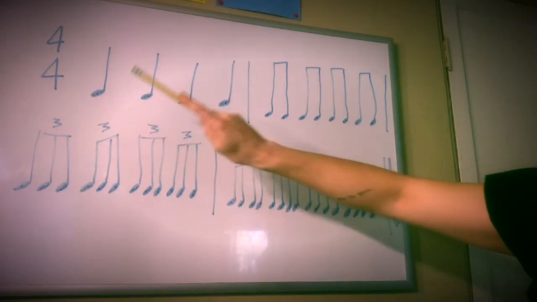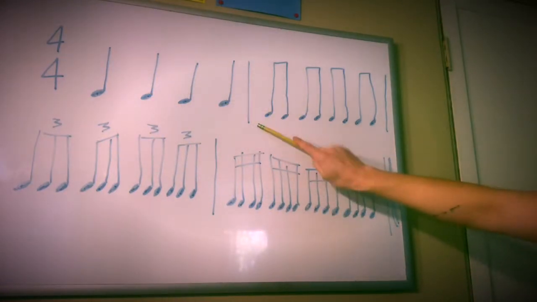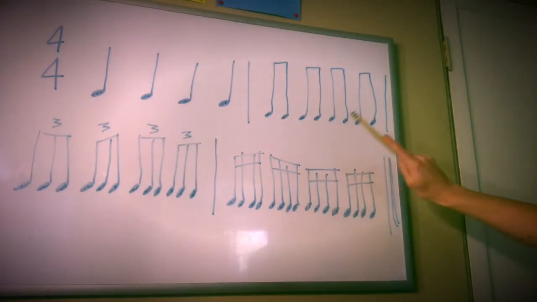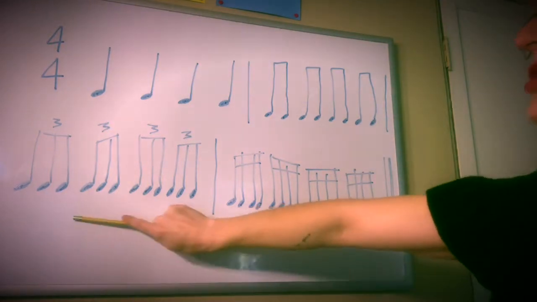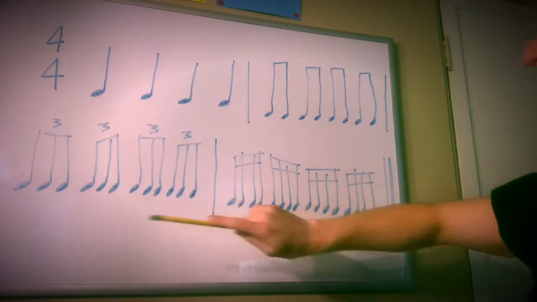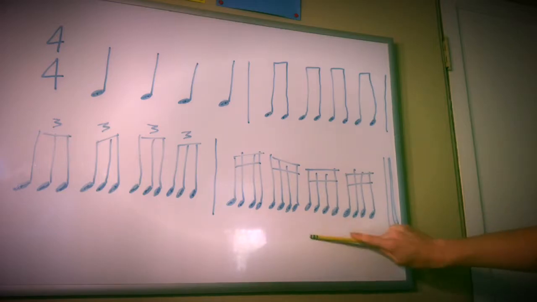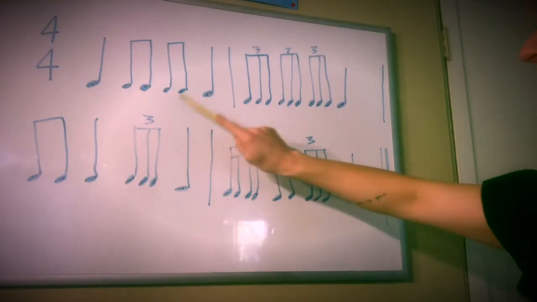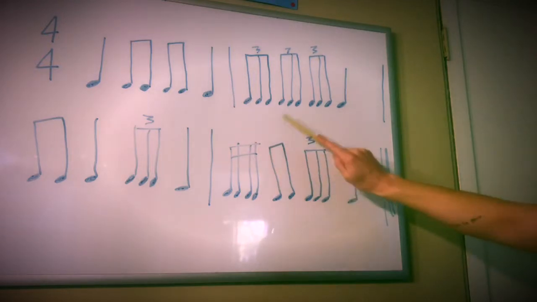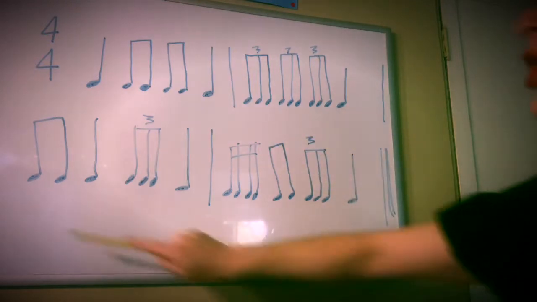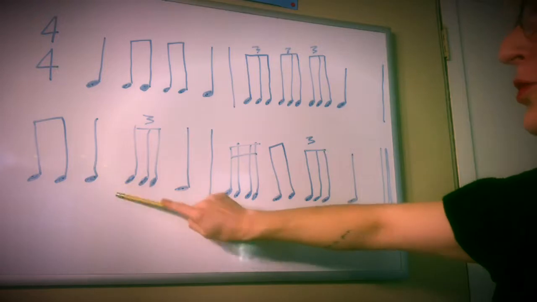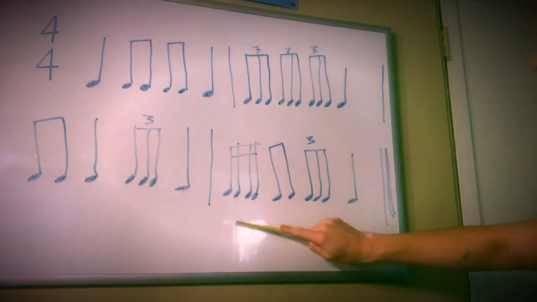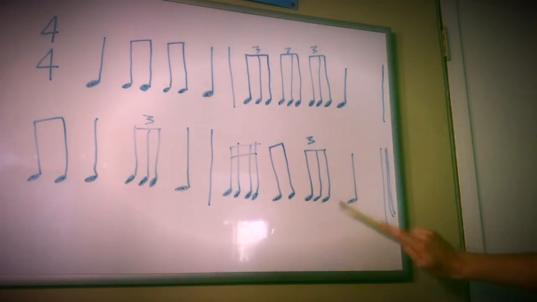1, 2, 3, 4. 1 and 2 and 3 and 4 and. 1 triplet, 2 triplet, 3 triplet, 4 triplet. 1 E and a, 2 E and a, 3 E and a, 4 E and a. 1, 2 and 3 and 4. 1 triplet, 2 triplet, 3 triplet, 4. 1 and 2, 3 triplet, 4. 1 E and a 2 and 3 triplet, 4.